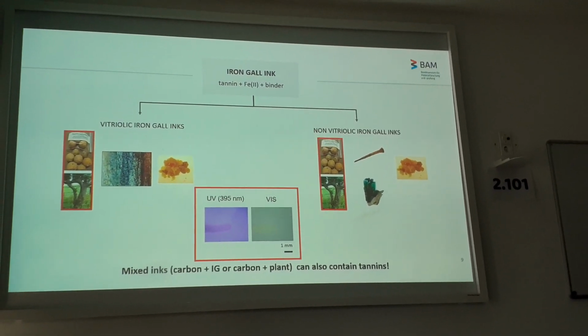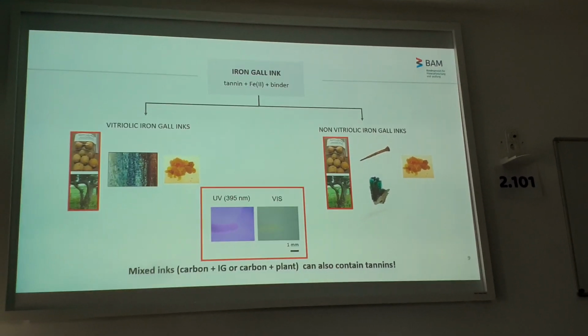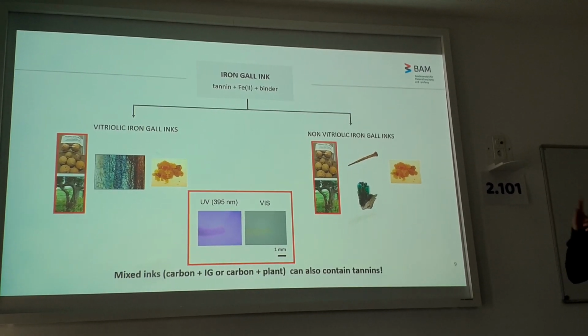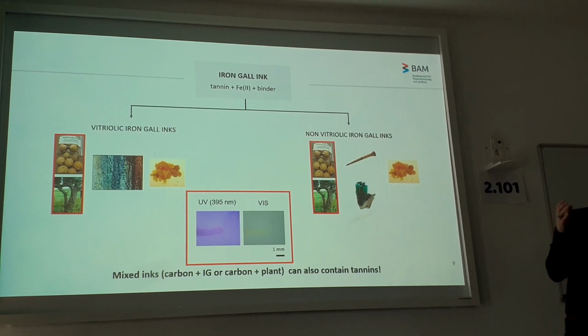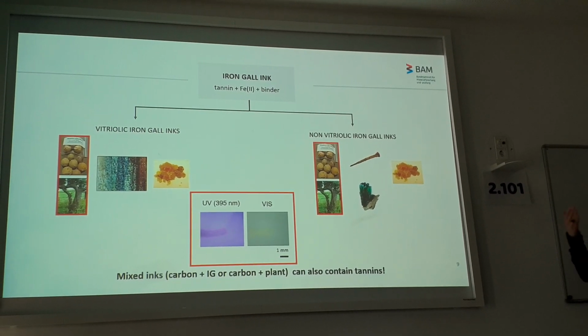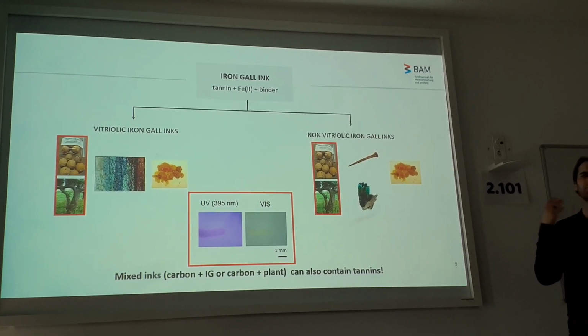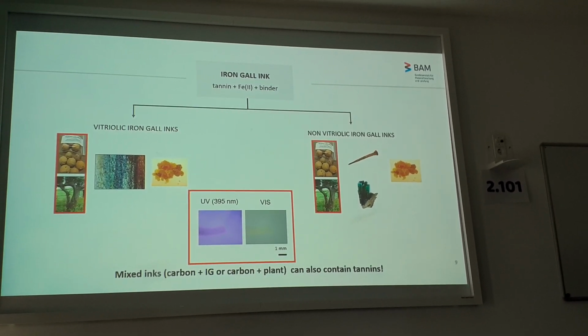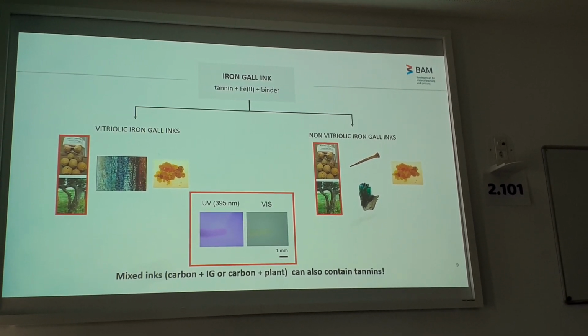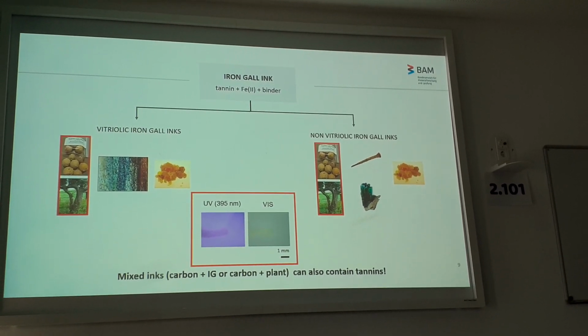When we look at the photograph, this is an example from a mock-up that I prepared. We see that the tannins present in such an ink are quenching the fluorescence, blocking the fluorescence of the substrate. So this gives us a hint about the presence of such. However, it doesn't give us an answer as to what kind of tannins, or whether they are really present.